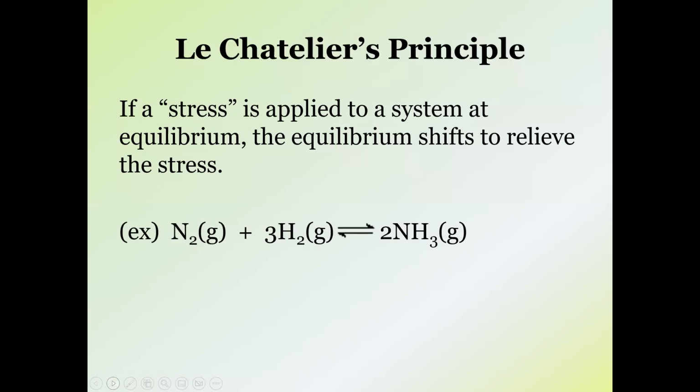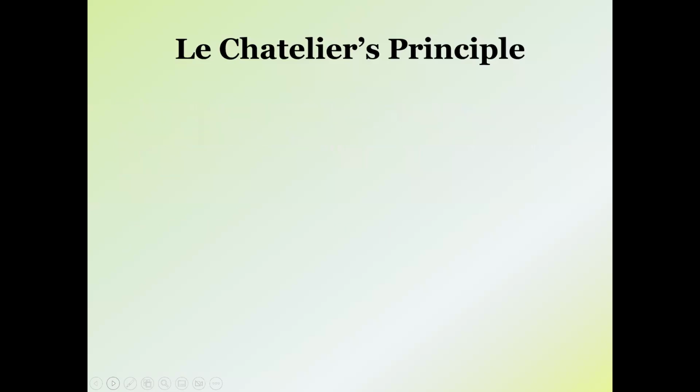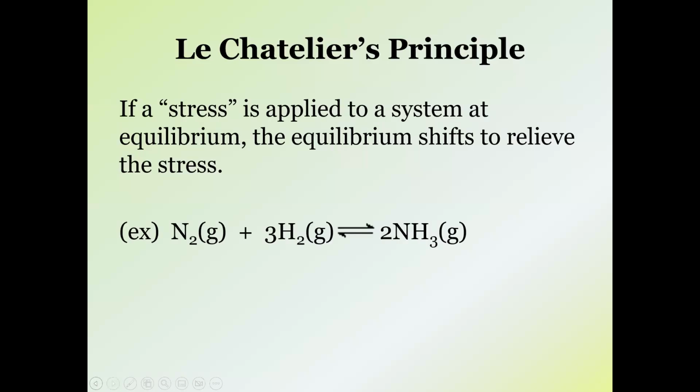So for example, here we have nitrogen and hydrogen producing ammonia. And we look at if we add products, how does that affect the position of the equilibrium? If we add reactants, how does that affect equilibrium?